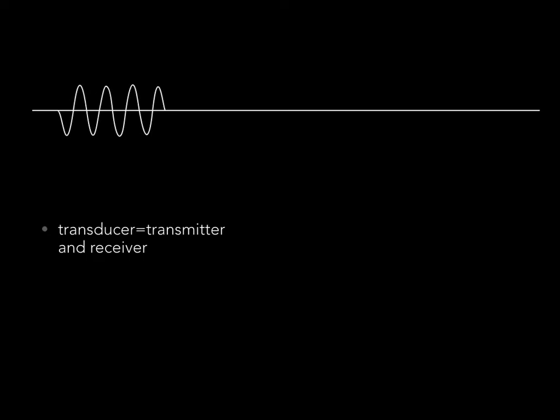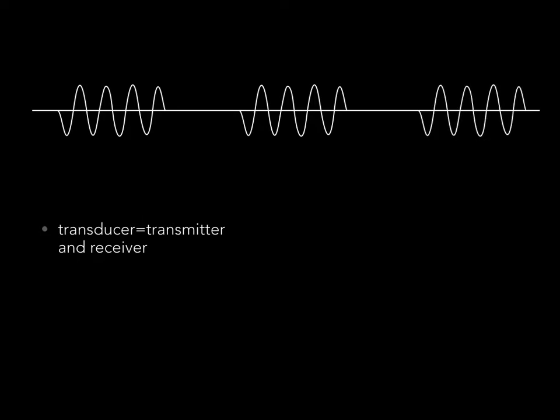Let's continue with the characteristics of the ultrasound pulses. The transducer emits pulsed ultrasound. After emitting the pulse, the transducer waits for returning echoes and then emits another pulse. These pulses are very short, in the range of 1 to 6 microseconds. The waiting time is much longer.